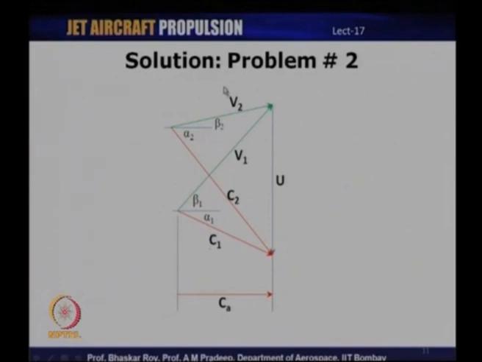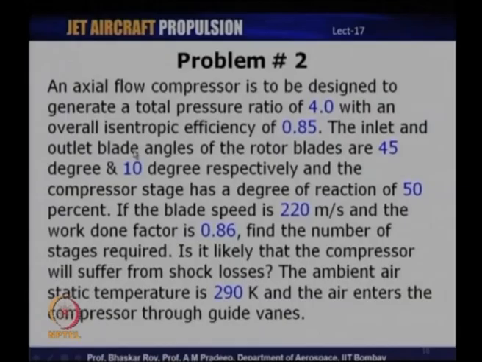C1 will be equal to V2, C2 is equal to V1 and so on. And so, we have the inlet and outlet blade angles of the rotor, that is beta 1 is 45 and beta 2 is 10, which means the corresponding angles alpha 2 will be 45 and alpha 1 will be 10. The blade speed is already given as 220 meters per second, and there is another factor that has come up here, that is known as work done factor. I will discuss that shortly, what is meant by work done factor.